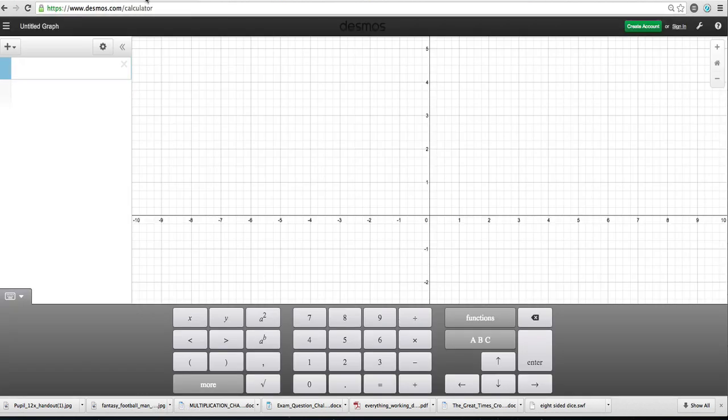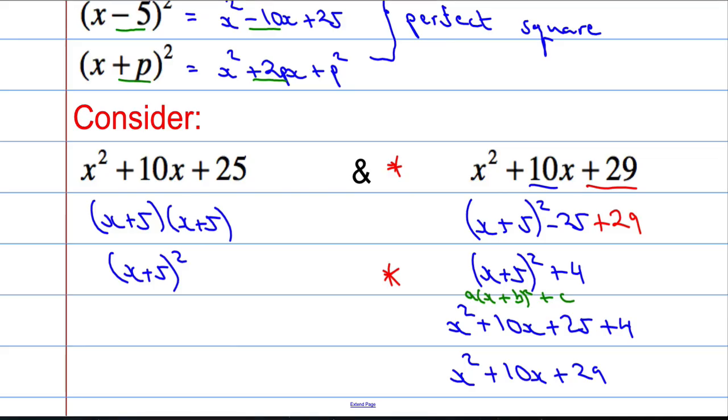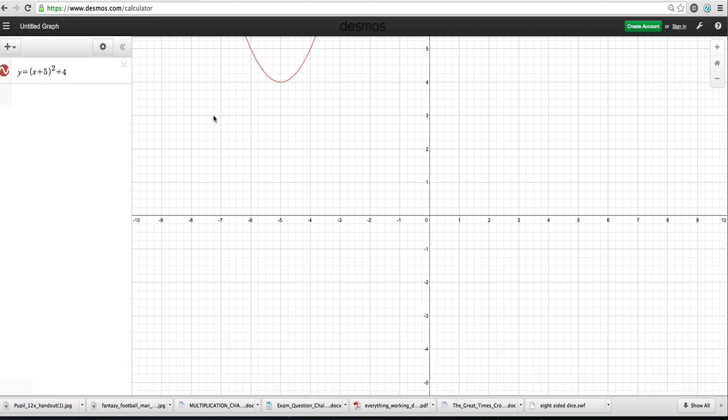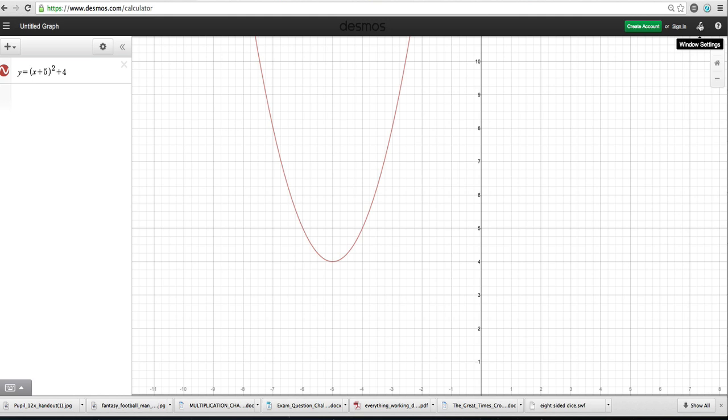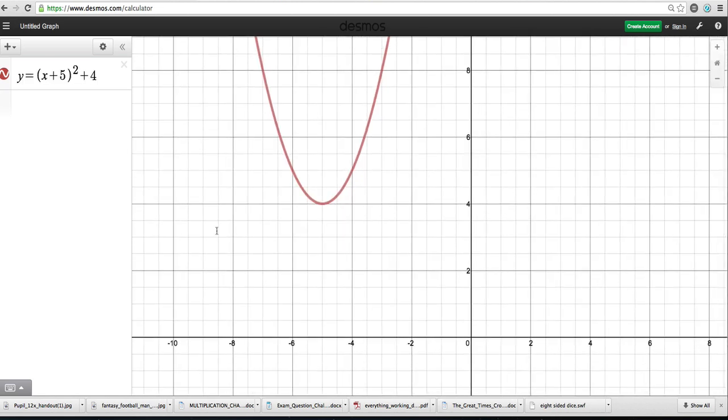x plus 5 all squared plus 4. We had y equals, let's just double check we had that right, x plus 5 all squared plus 4. Wonderful. Now, you can go into Desmos yourself and experiment and try and discover some more things about completing the square. Let's just make this a little bit bigger, but a couple of things you might notice.